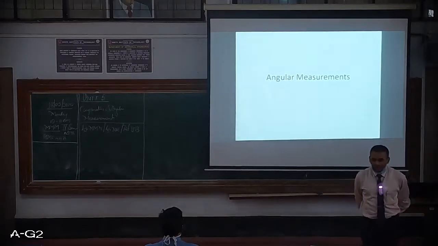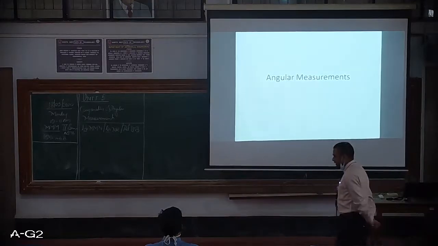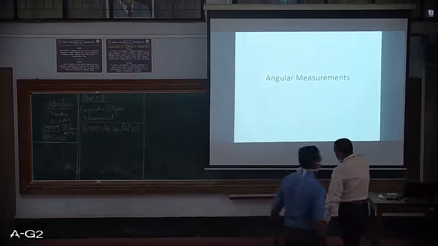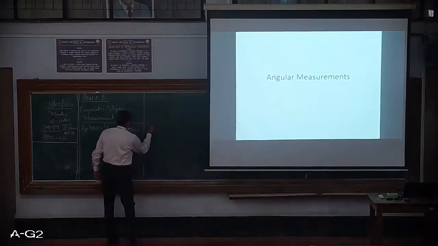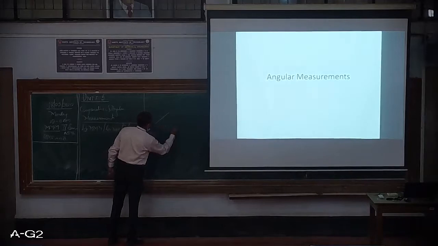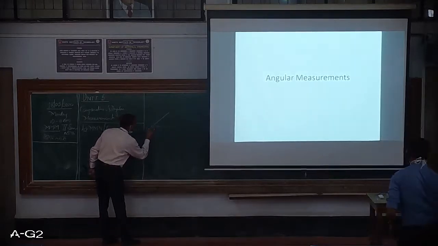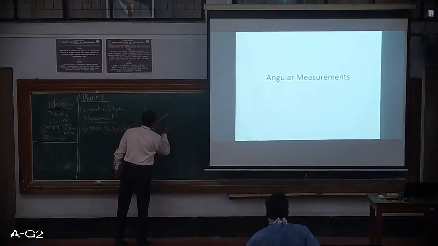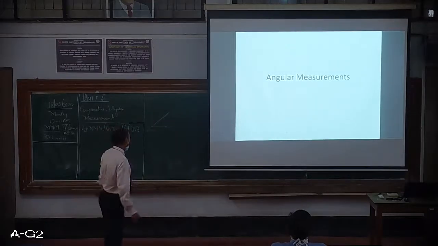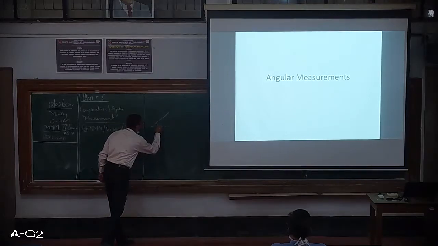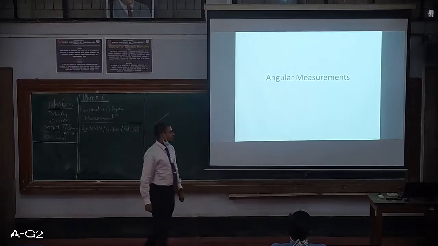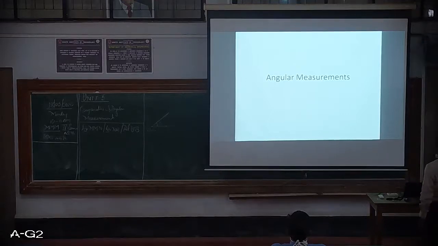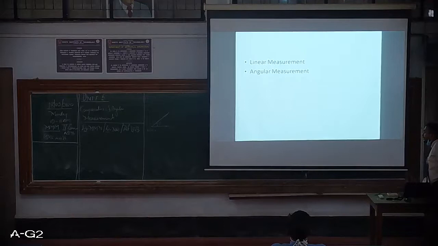So what is an angle? Angle is basically two rays of line originating from a vertex. So the angle formed, the sketch formed between two lines originating from a single point is called an angle. So this is the vertex, the origin is called the vertex, and the two lines coming out of this vertex form an angle. Okay, today we are going to find out the different methods and different instruments that we can use to measure these angles. So this is about linear and angular measurements.